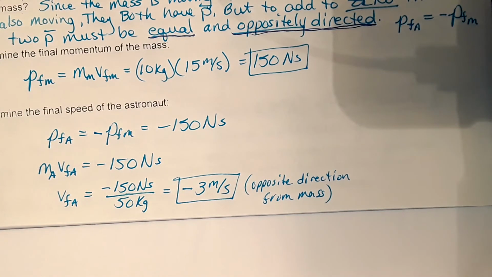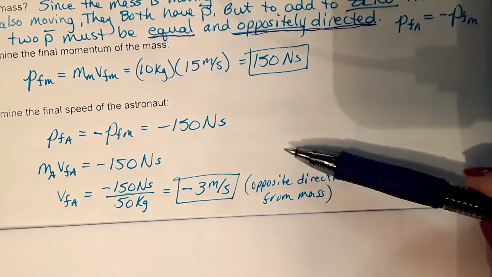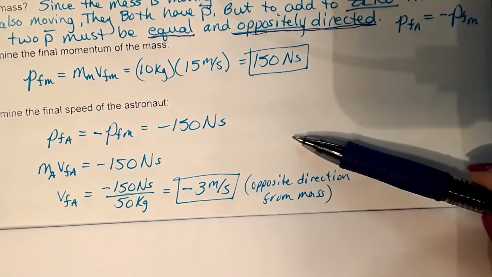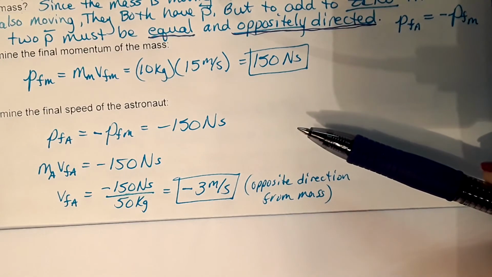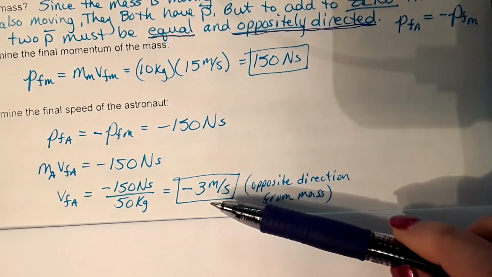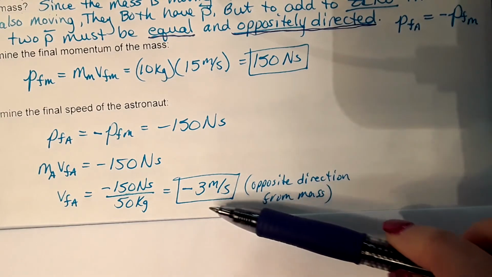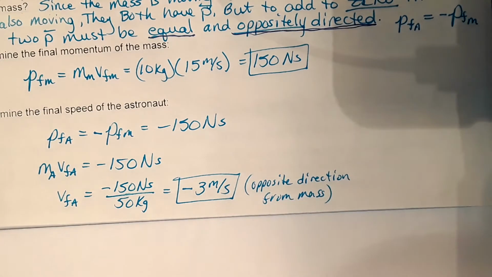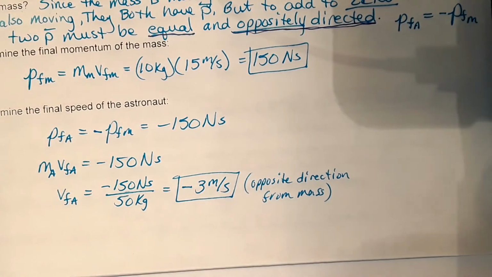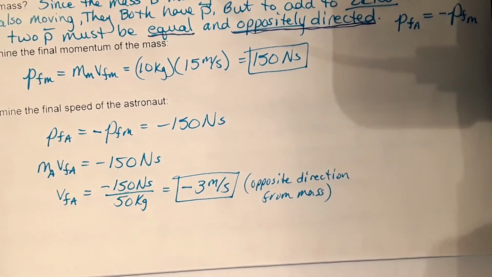So notice the mass, being the smaller of the two objects, must have a larger final velocity so that its momentum is the same as the mass of the astronaut, which is much bigger, and his smaller final velocity. All right, and basically that's the end of it.